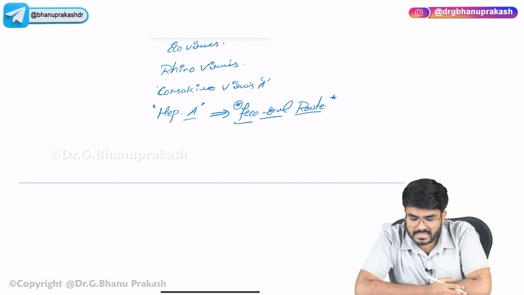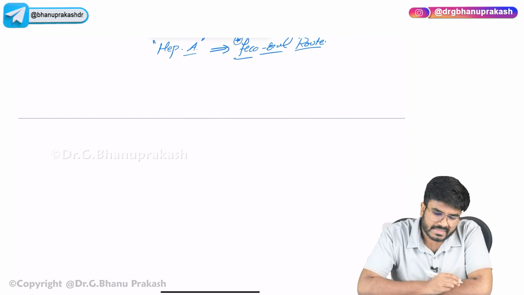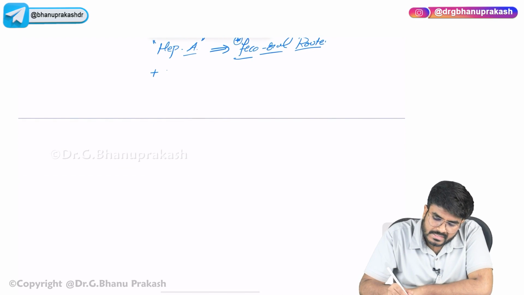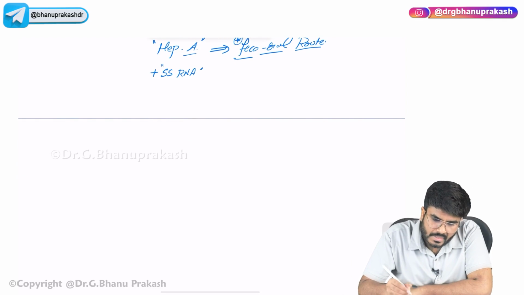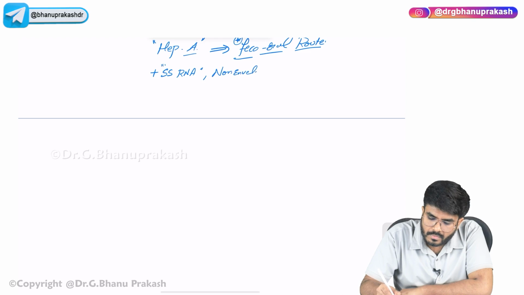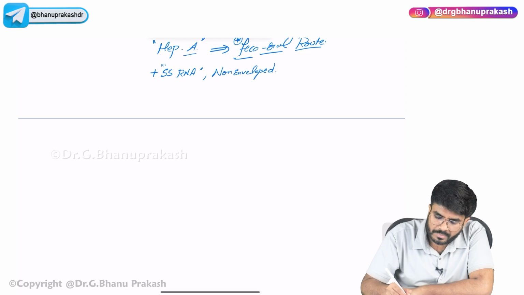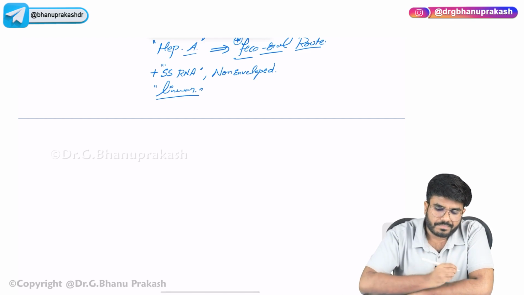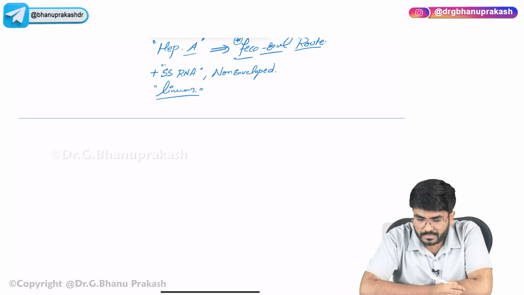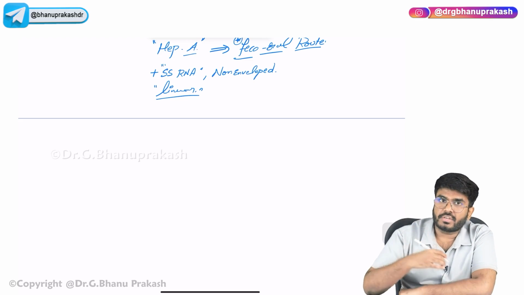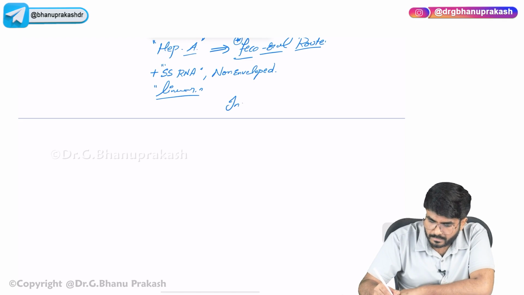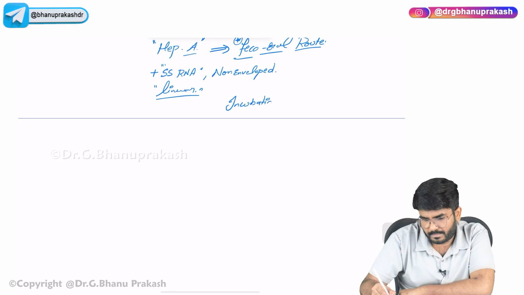So what kind of virus is this hepatitis A virus? It is a single-stranded, non-enveloped, linear RNA virus. Now, what is the incubation period? Once it enters into your body, the incubation period is going to be 30 days.